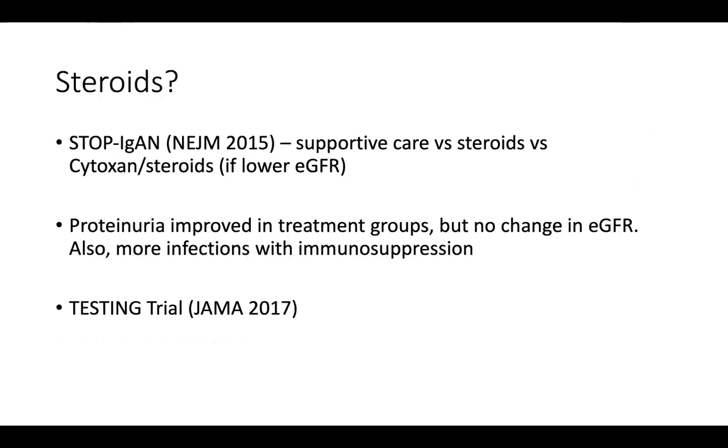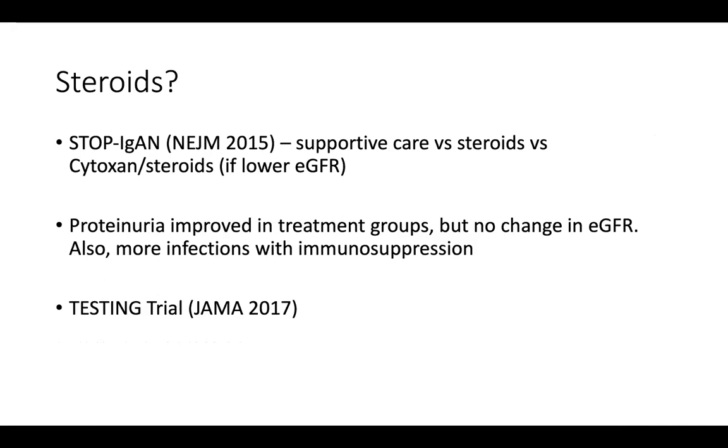So there's two big trials looking at steroids. One was called Stop IgA Nephropathy. It was published in New England Journal in 2015. They basically randomized IgA patients to supportive care versus steroids versus Cytoxan and steroids. And for those Cytoxan and steroids, they were if they had a lower EGFR.